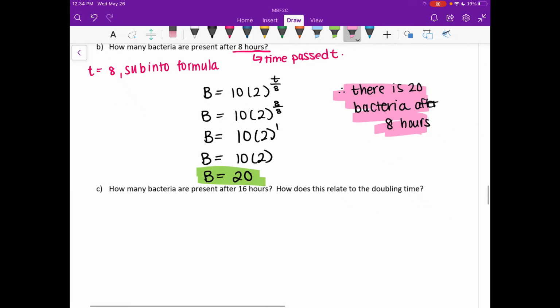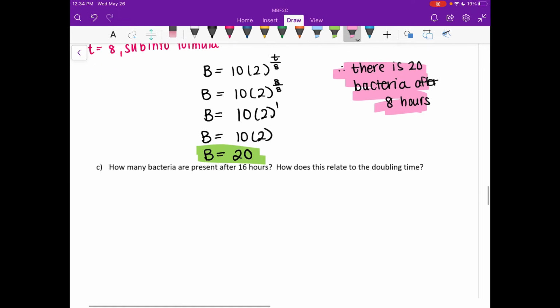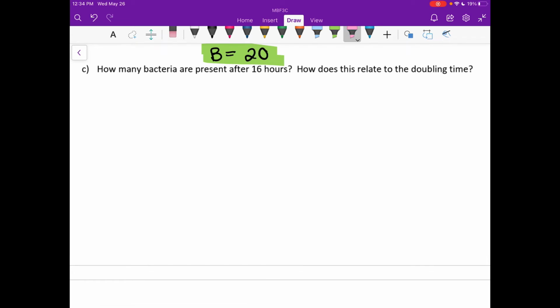So with that being said, now pause this video and, using the same formula, the same idea, find out how much bacteria are present after 16 hours, and how this relates to the doubling time. So hopefully you paused the video. Let's go through it. How much bacteria are present after 16 hours? So 16 hours is the time that has passed, right? So we know we can sub 16 for T.